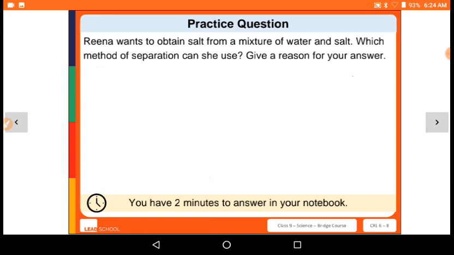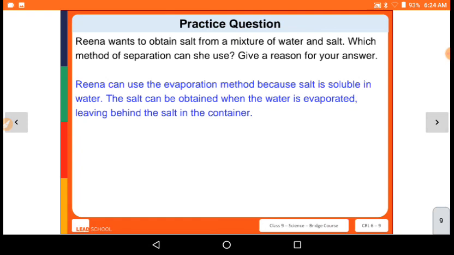So Reena wants to obtain salt from a mixture of water and salt. Which method of separation can she use? Give a reason for your answer. Reena can use the evaporation method because salt is soluble in water, and salt will be obtained when water is heated by evaporation, leaving behind the salt in the container.